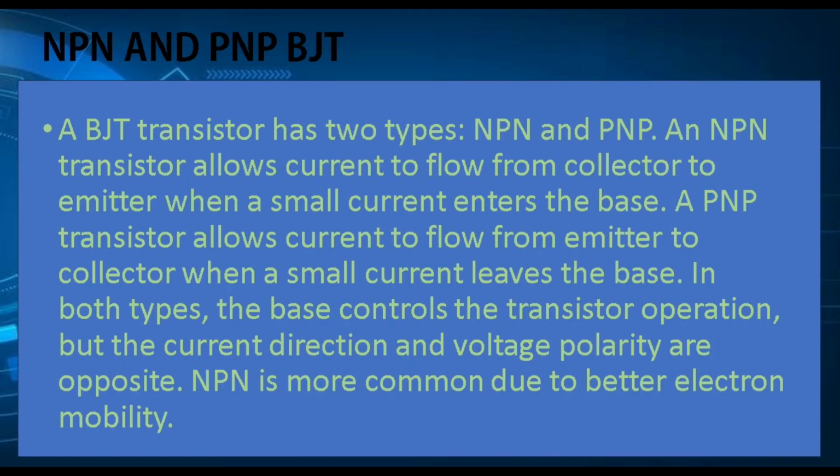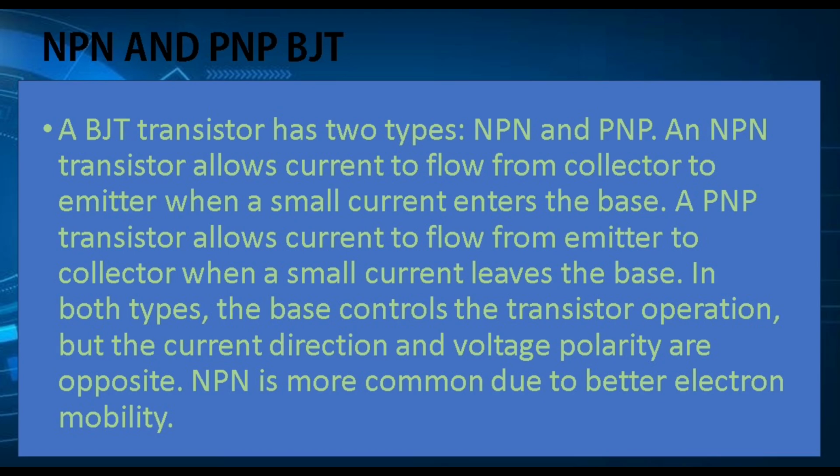Now we are going to discuss NPN and PNP BJT. A BJT transistor has two types, which are NPN and PNP. An NPN transistor allows current to flow from collector to emitter when a small current enters the base. A PNP transistor allows the current to flow from emitter to collector when a small current leaves the base.